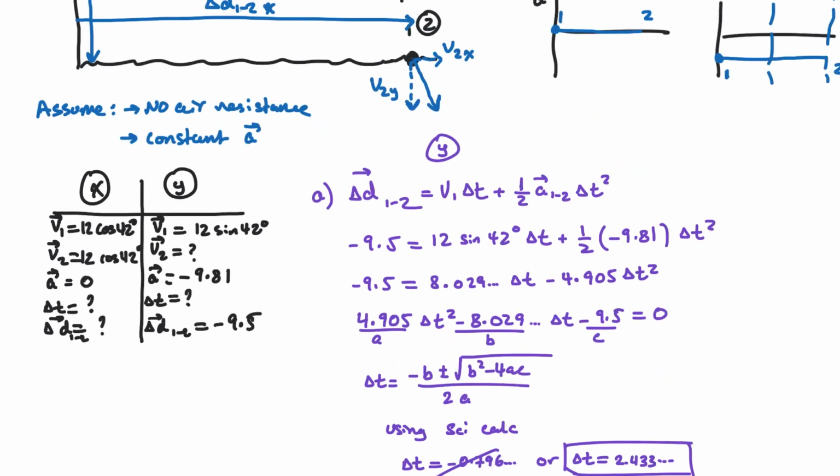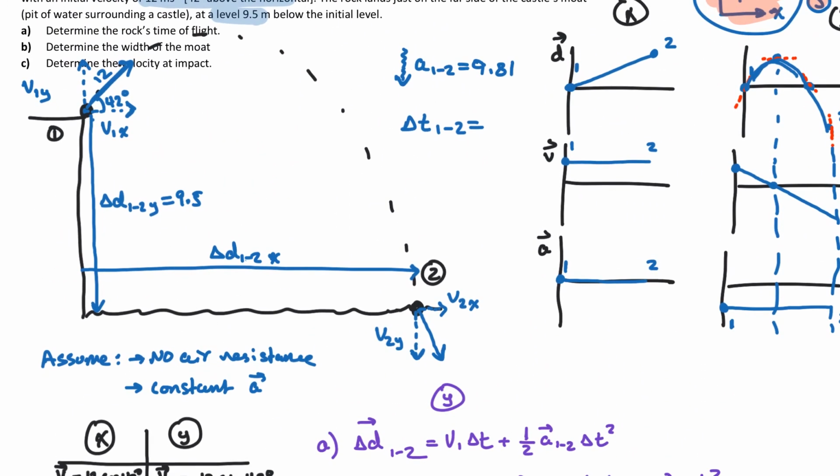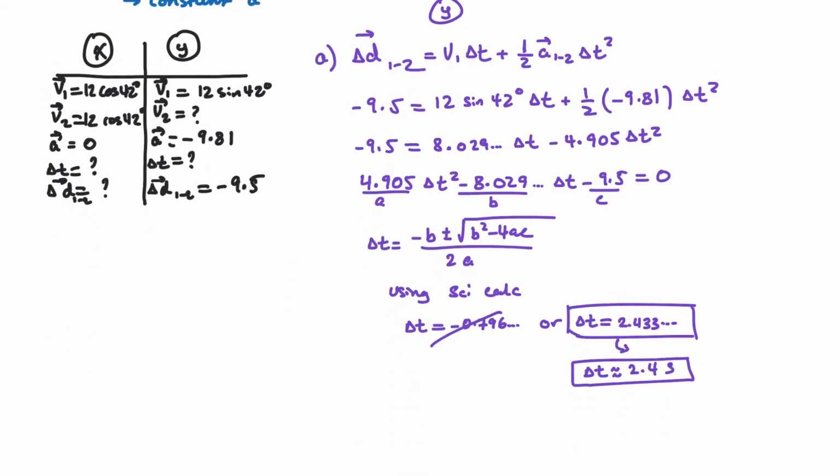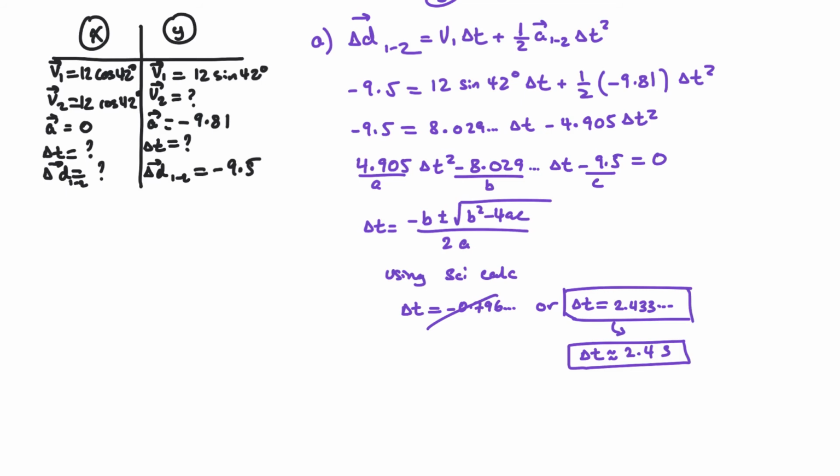Part B asks us what is the width of the moat. In this case, the width has to be the total displacement in the x direction. And the next question asks us for the velocity at the impact, which we will do. So let's do part B, that is asking us the width. So the displacement in the x direction is what we need to figure out.